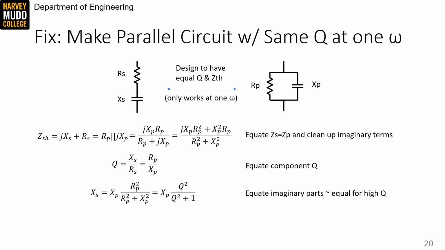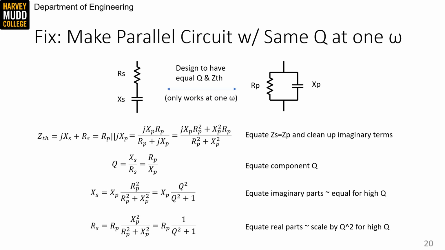The imaginary part gives us a relation for the series reactance in terms of the parallel reactance and Q. Now, this expression is interesting when Q is high. Our transform says that we don't need to change the value of reactance for big values of Q, so we'll treat it as the same whether we're in series or parallel.